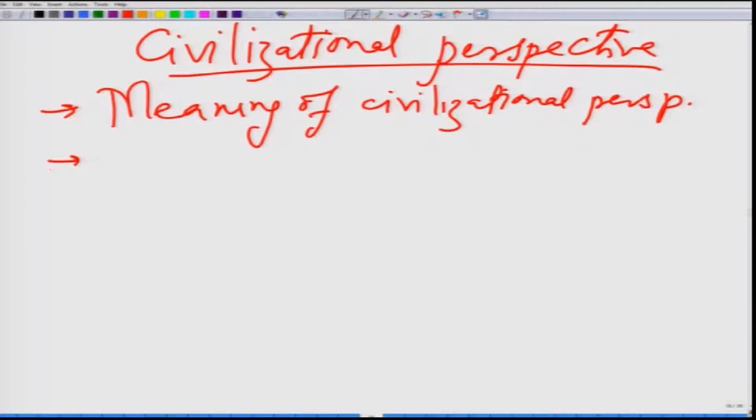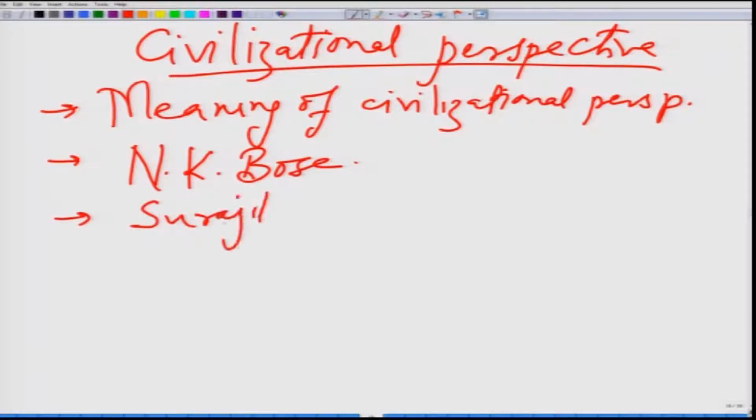The second thing was to speak about the pioneers, and in that we have two prominent persons with whom we try to link up the contribution of the civilizational perspective. One is N.K. Bose and another is Surajit Sinha. I think these are the people who try to understand or use the civilizational perspective in a specific sense. We also have certain other people, like Professor B.S. Cohn also, and many others who use the civilizational perspective in a specific sense.